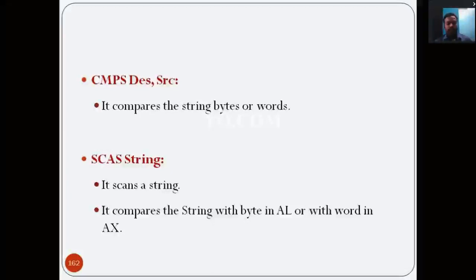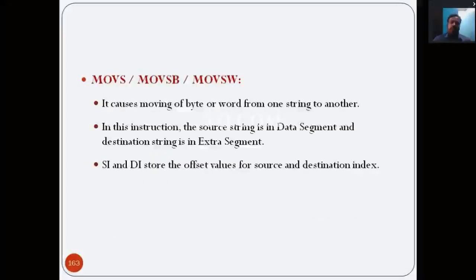SCAS string, it scans the string. It compares the string with a byte in AL or with a word in the AX register. Right, it scans. So that means it performs two operations. It compares the string with the byte in the AL register or the AX register. Every time it compares one string element with the data present in AL or AX. So it reduces the size of the instruction.